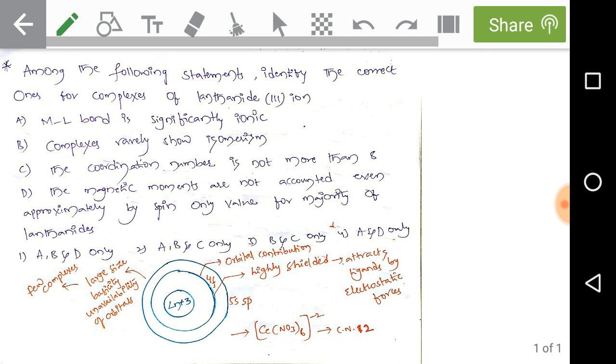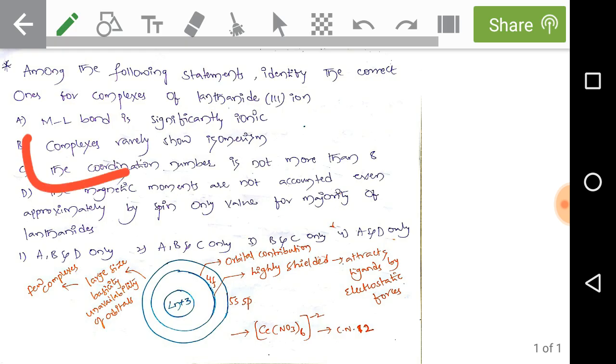It is not covalent, because the 4f orbitals are buried in lanthanide ions, so they can interact with ligands by electrostatic forces only. So we consider the lanthanide metal-ligand bond significantly ionic in nature.